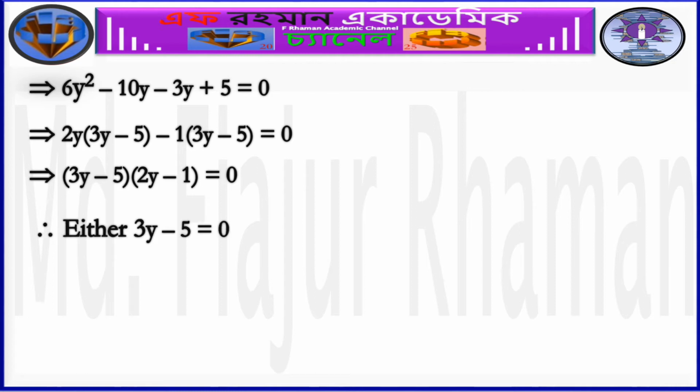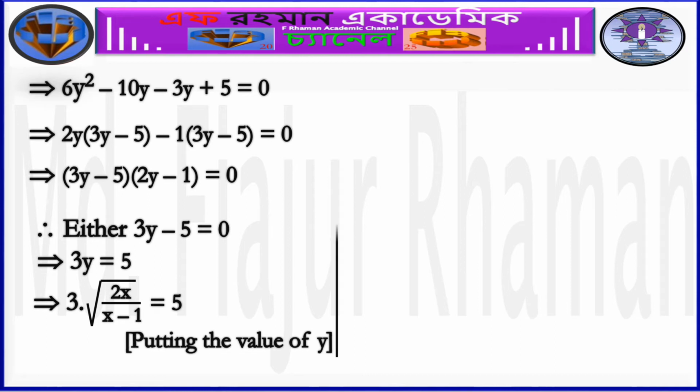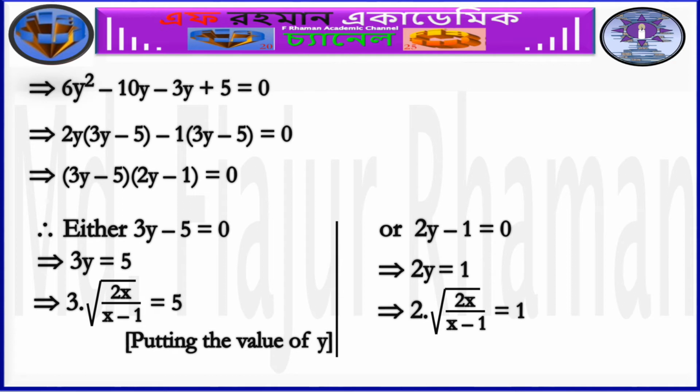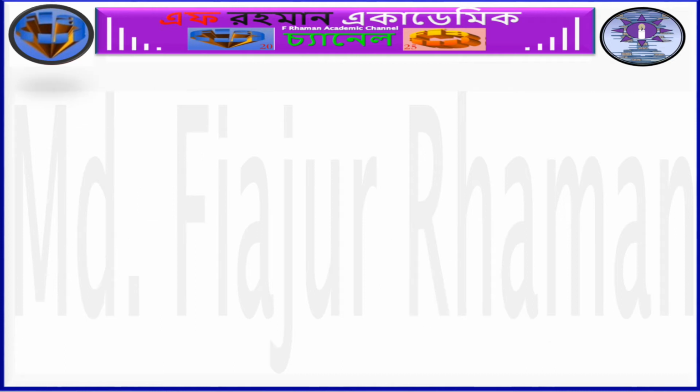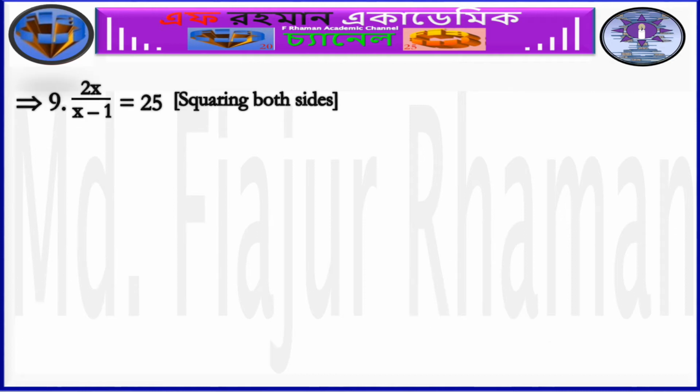Therefore, either 3y minus 5 is equal to 0, which implies 3y is equal to 5, which implies 3 into square root of 2x by x minus 1 is equal to 5, putting in the value of y. Or 2y minus 1 is equal to 0, which implies 2y is equal to 1, which implies 2 into square root of 2x by x minus 1 is equal to 1, putting the value of y. Squaring both sides, this implies 9 into 2x by x minus 1 is equal to 25. This equation implies 25x minus 25 is equal to 18x by cross multiplication.